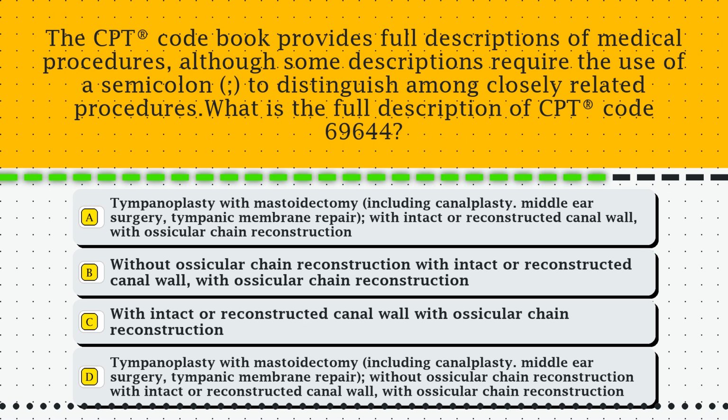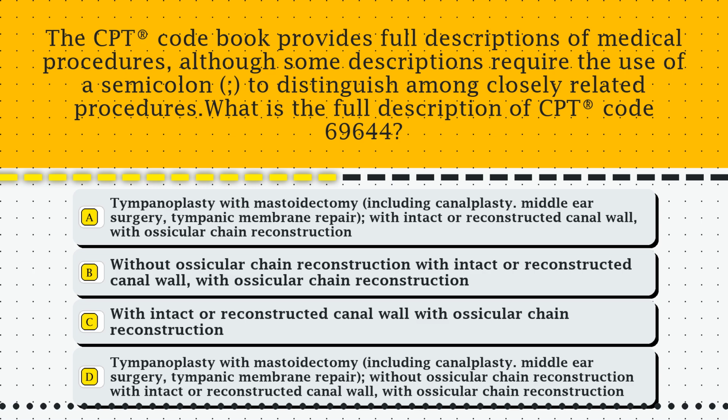Question 16. The CPT codebook provides full descriptions of medical procedures, although some descriptions require the use of a semicolon to distinguish among closely related procedures. What is the full description of CPT code 69644? Option A, a tympanoplasty with mastoidectomy, including canalplasty. Middle ear surgery, tympanic membrane repair, with intact or reconstructed canal wall, with ossicular chain reconstruction.